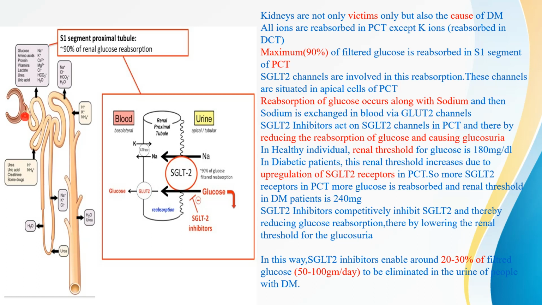The SGLT2 inhibitors block these SGLT2 receptors, so the filtered glucose doesn't get reabsorbed in the proximal convoluted tubule, and it gets excreted along with sodium through the urine. So they cause lowering of the renal threshold in diabetic patients. These SGLT2 inhibitors enable around 20 to 30% of the filtered glucose, that is 50 to 100 gram per day, to be eliminated in the urine of patients with diabetes.